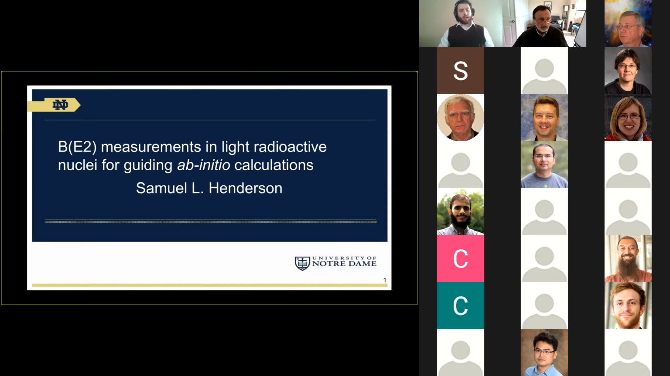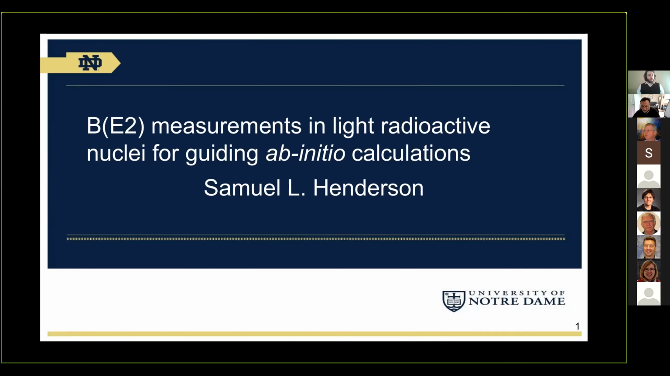So yeah, I am excited to be talking about these BE2 measurements in light radioactive nuclei that we have been performing at the University of Notre Dame. And as mentioned, these have primarily been for guiding ab initio calculations.